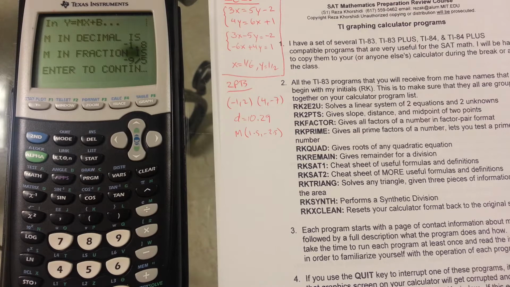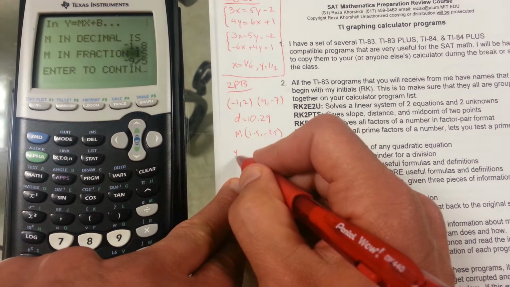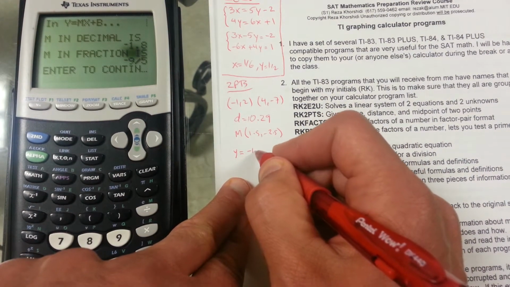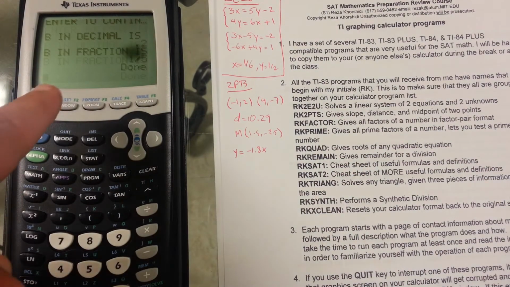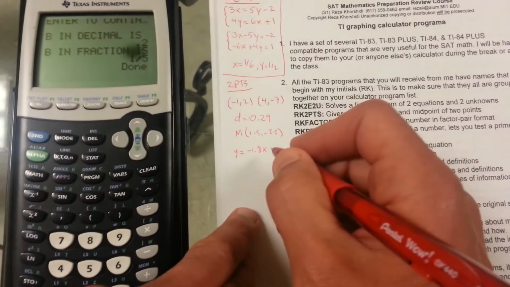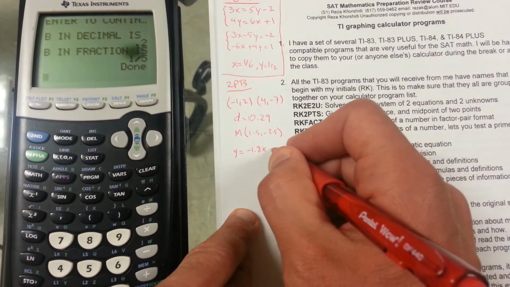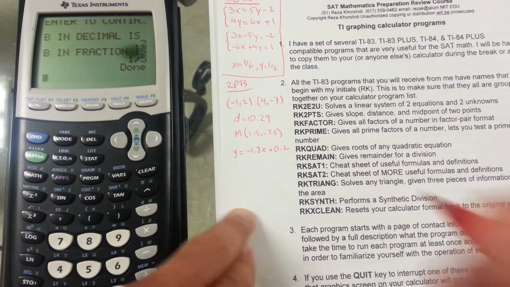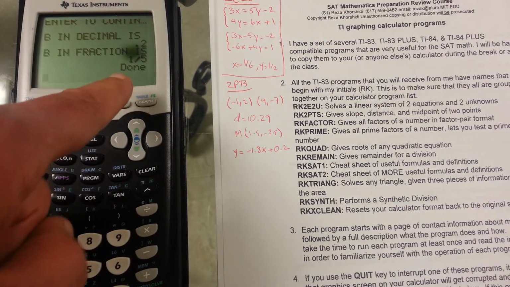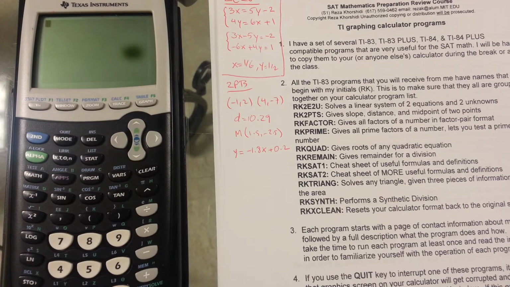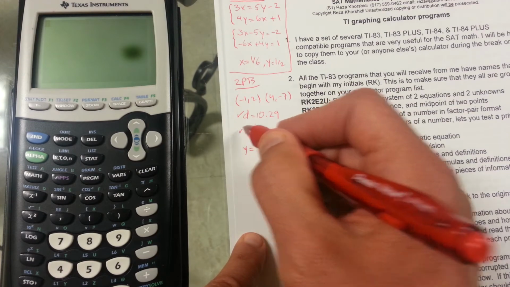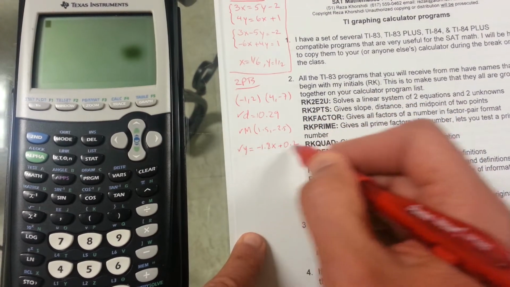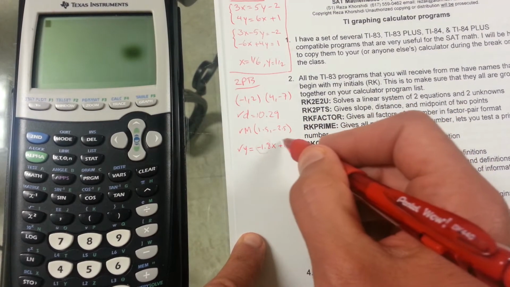M in decimal is negative 1.8 and in fraction is negative 9/5. So I can write y equals negative 1.8x, and then it says enter to continue. So b in decimal is 0.2, or in fraction is 1/5. So I'll say b is plus 0.2, and then it says it's done, so I'm going to hit the clear button right here. So now I have the distance between my 2 points, I know the coordinates of their midpoint, and I know the equation of the line that goes through them with the slope and the y-intercept.